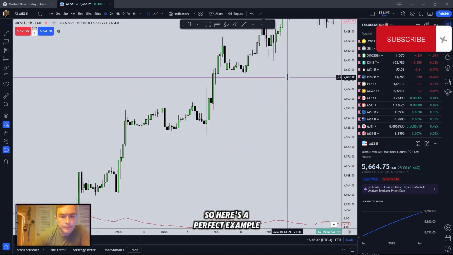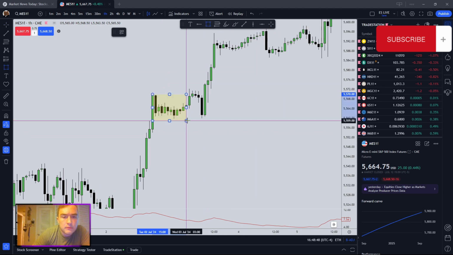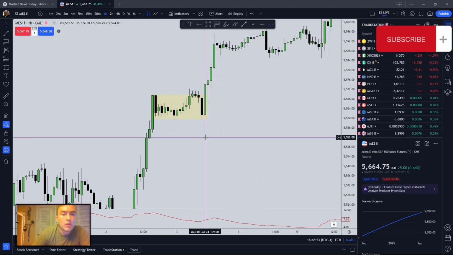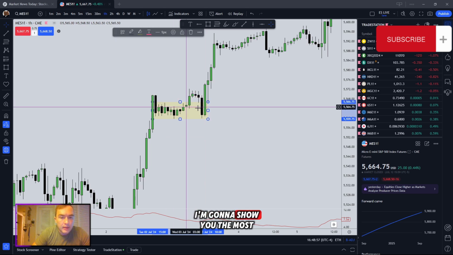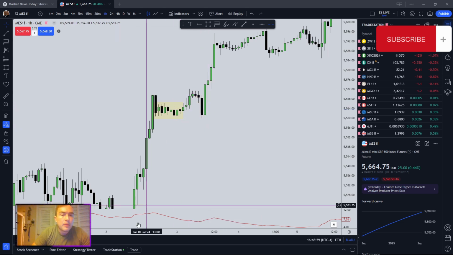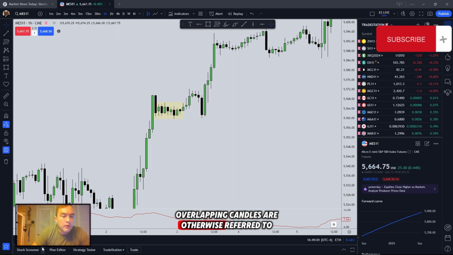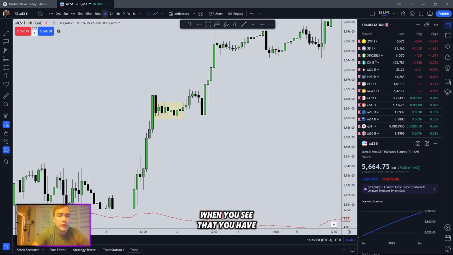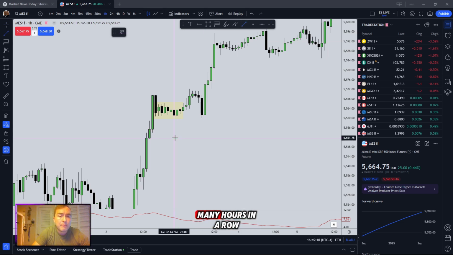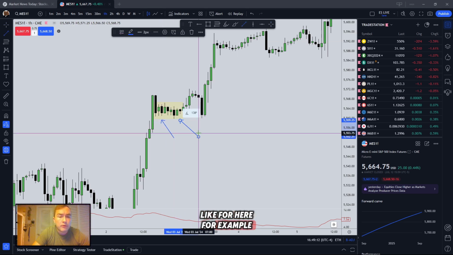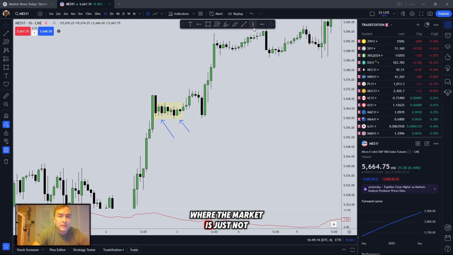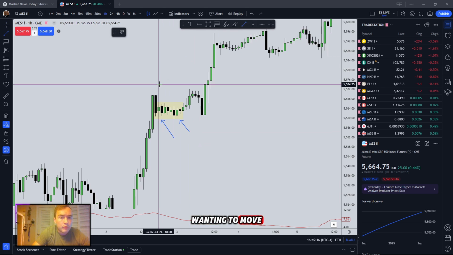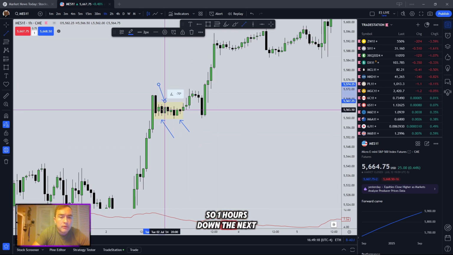Okay, so here's a perfect example. I'm going to highlight it for you. Okay, guys, the overlapping candles, and I'm going to show you the most strict example. Overlapping candles are otherwise referred to as bar coding. Bar coding is when the market is just not moving. When you see that you have many hours in a row, like here, for example, where the market is just not wanting to move. So 1 hour's down, the next hour straight up.